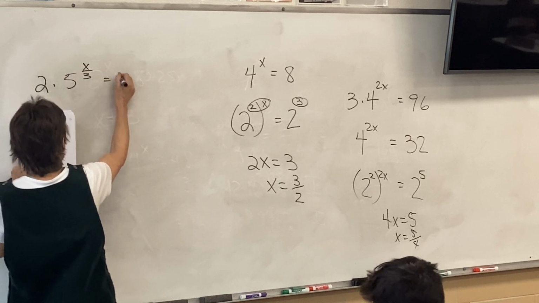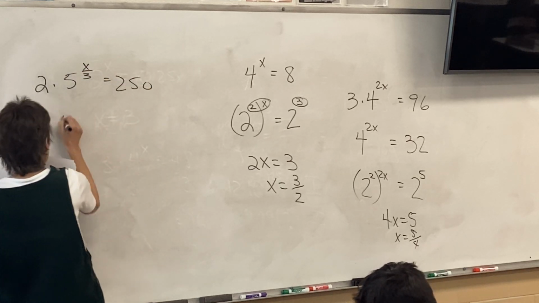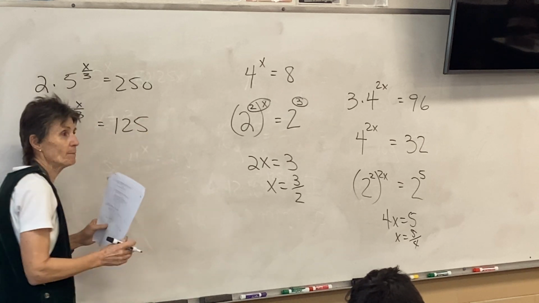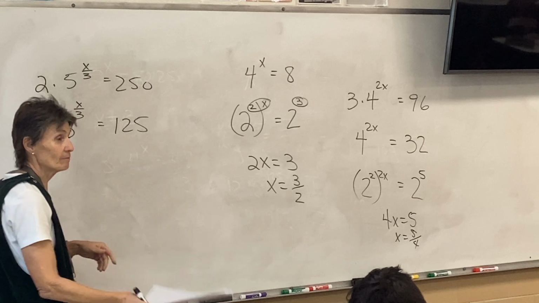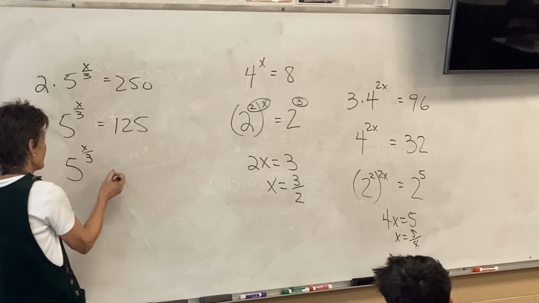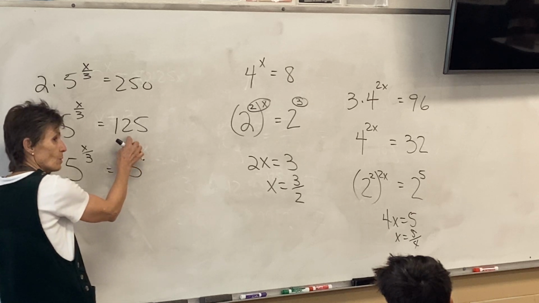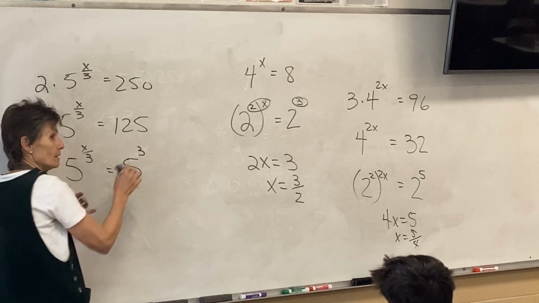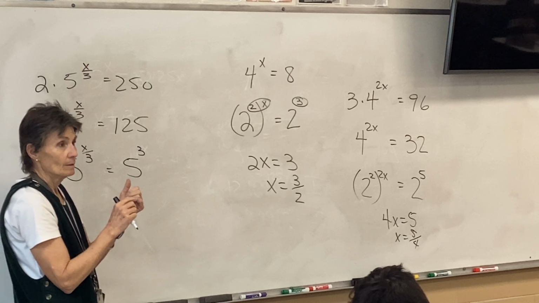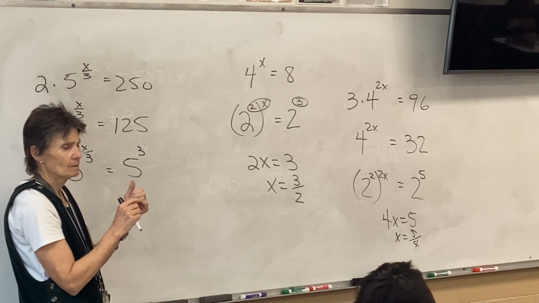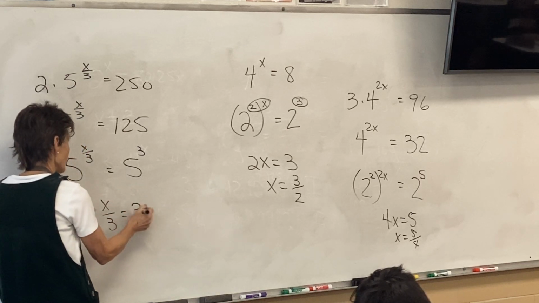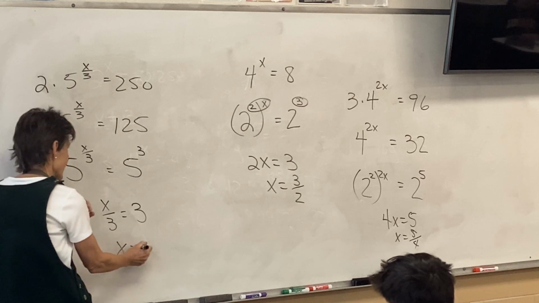All right, tell me what are we doing here? Divide by 2. 125. And what's going to be our common base? 5. So 5 to the x over 3, this one's already 5, equals 5 to the what? Third. 5 times 5 times 5? So x over 3 equals 3, so x equals 9.